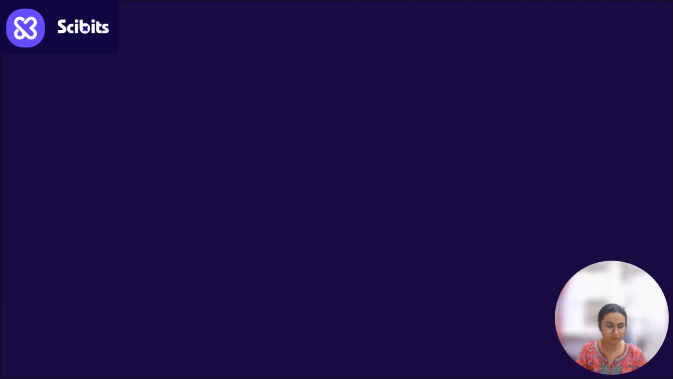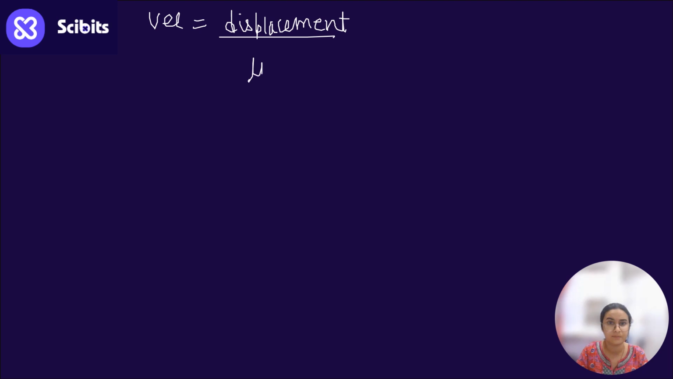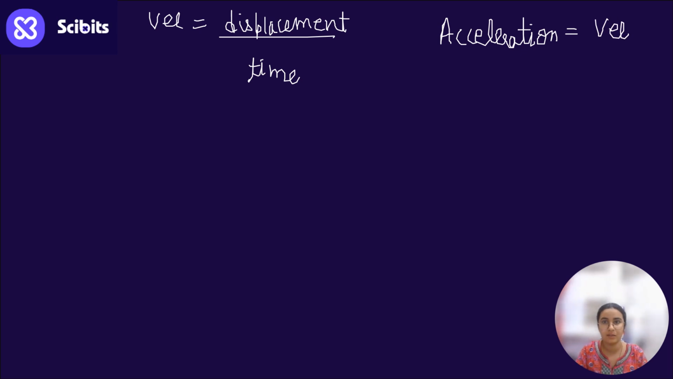There are very basic formulas. I hope you already know these, but since I'm doing a quick revision, I am going to write them. For velocity, it's displacement upon time, and for acceleration, it's change in velocity, meaning final velocity minus initial velocity upon time. And for force, it's mass into acceleration.